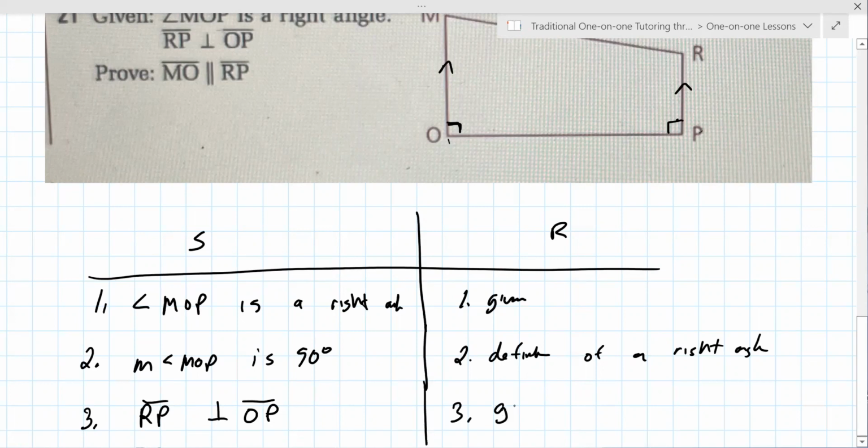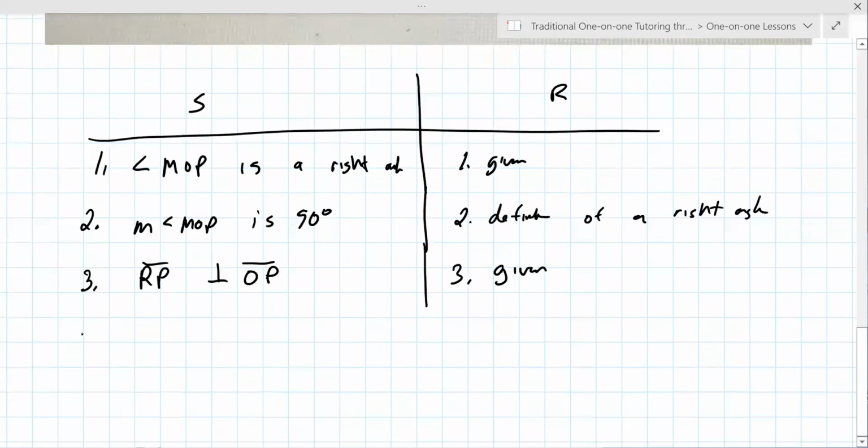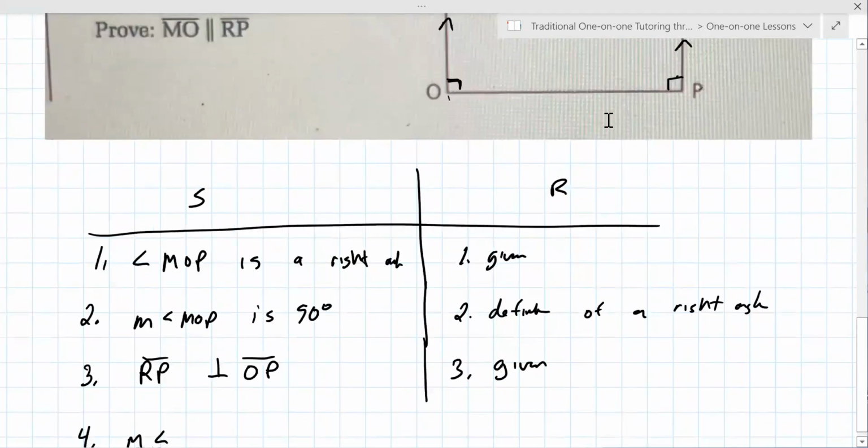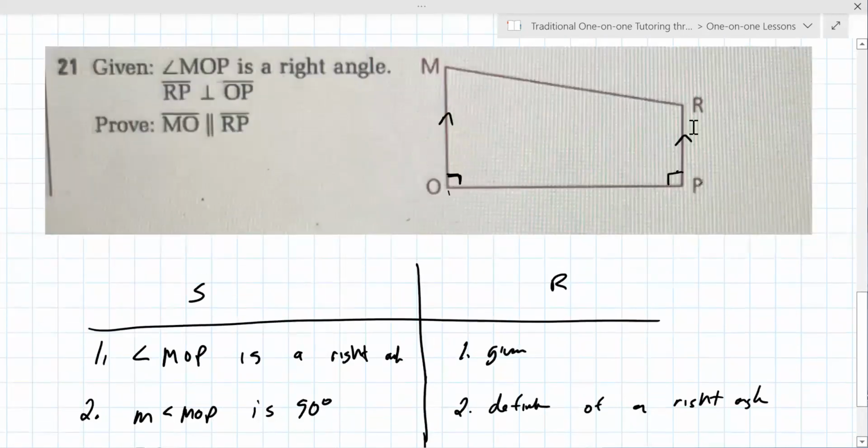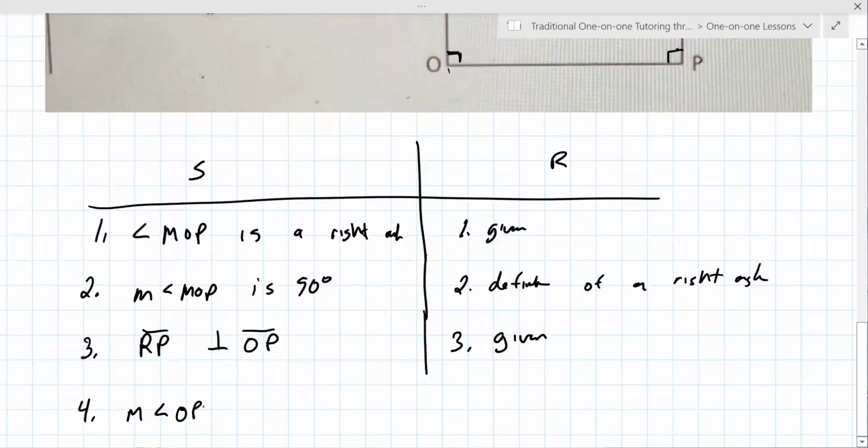Okay, and that's a given, but what does that mean? We wrote it down here. We said, oh, well, it means it's 90 degrees. And so now we have to say that the measure of angle, and you have to be very careful because it is angle P, but we might go OPR, because that's not what RP perpendicular OP says. It just says they're perpendicular. You have to say the measure of angle OPR is 90. Or equals 90 degrees is also okay.